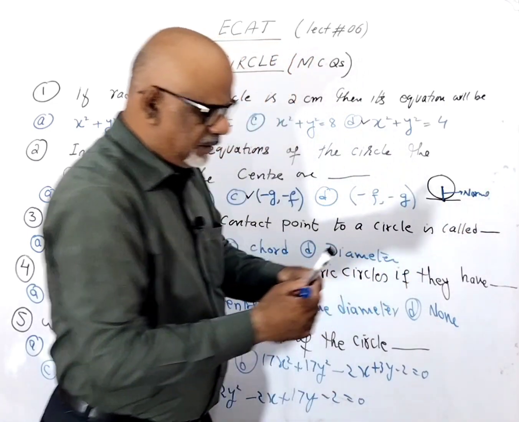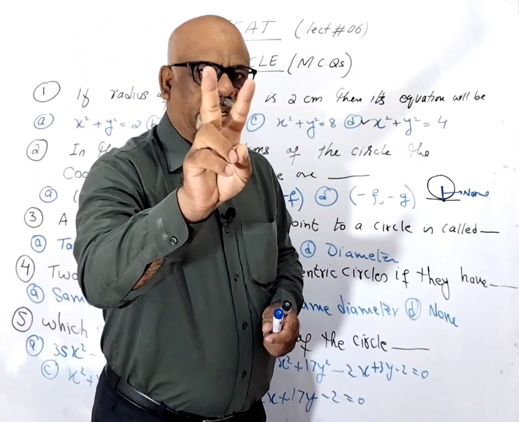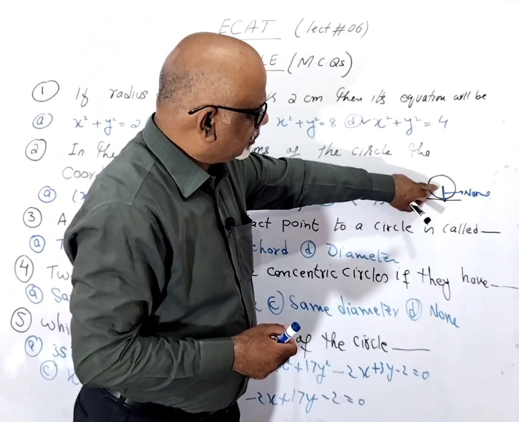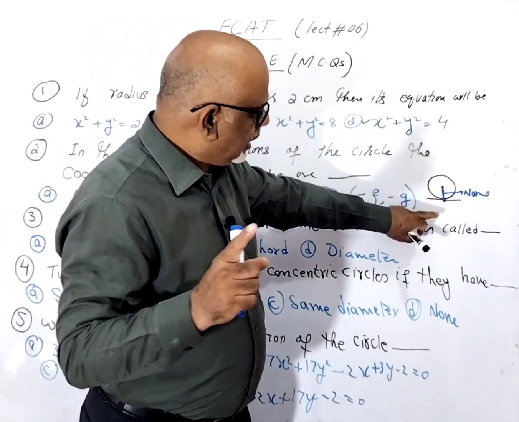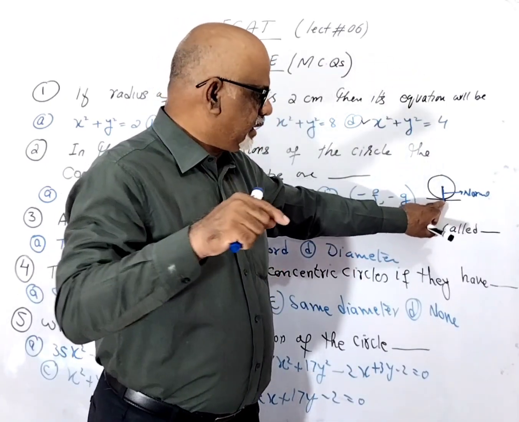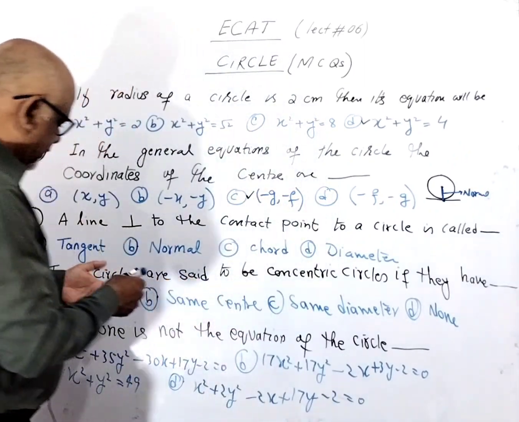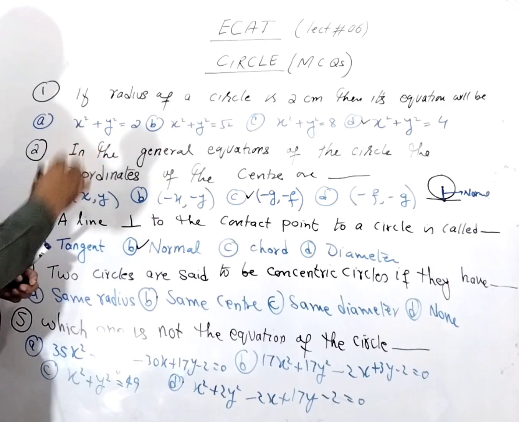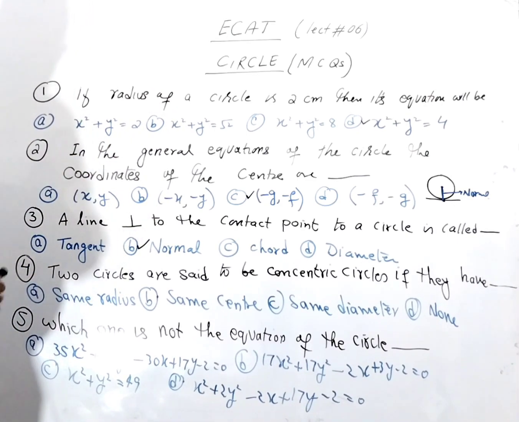Always remember that this line has two very important properties. Number one, this line passes through the center of the circle and the point of contact. The point of contact is also called the tangential point. So that means the normal. B option is correct for the third MCQ.